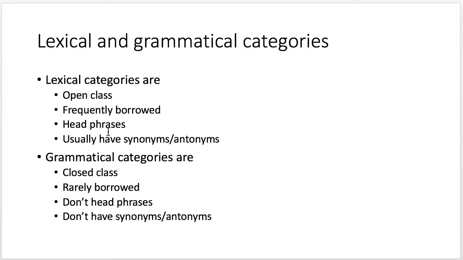So today we're just going to focus on categories, specifically lexical and grammatical categories. And these are the basic building blocks, the sort of atoms of any sentence in English. Lexical and grammatical categories have certain properties that distinguish them.